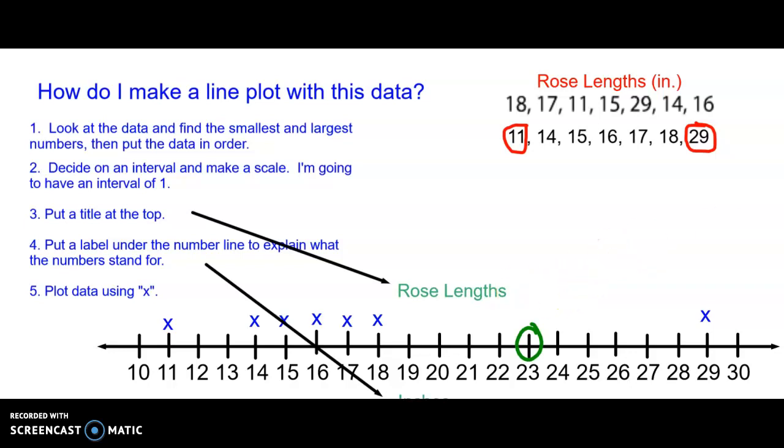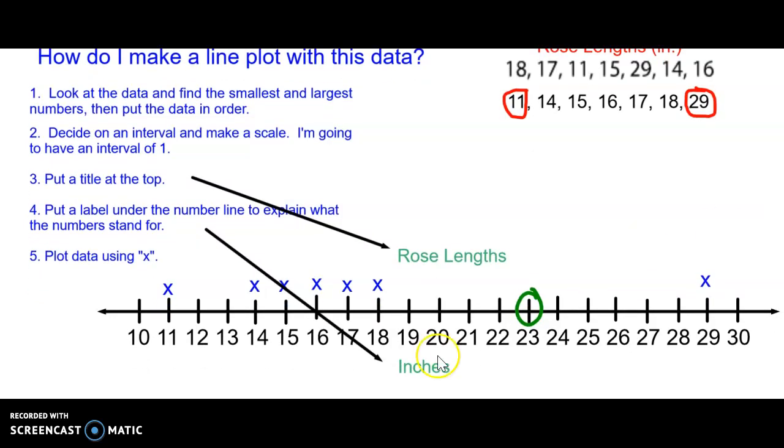Sorry, let me scroll this down so you can see it. There's our label. Okay, and then the last thing we do is plot our X's above the numbers. So I have 1 at 11, 1 at 14, 15, 16, 17, 18, and then here at 29. So my question would be to you guys, is 29 an outlier?